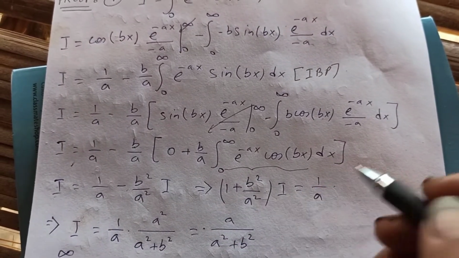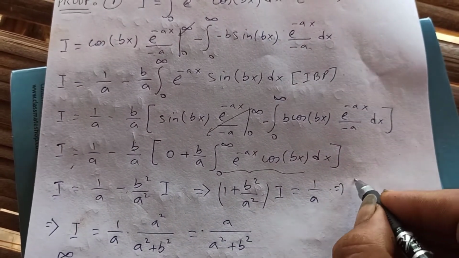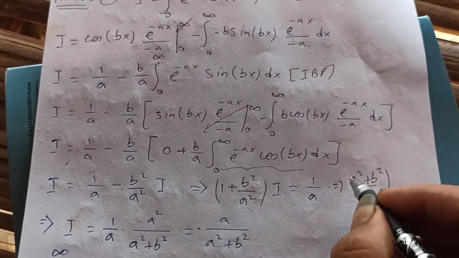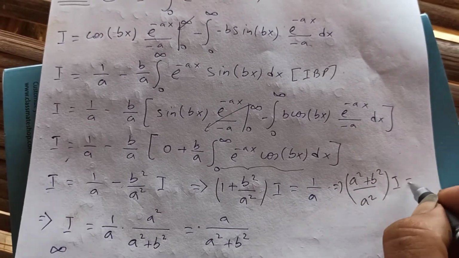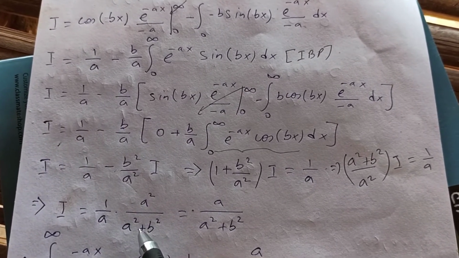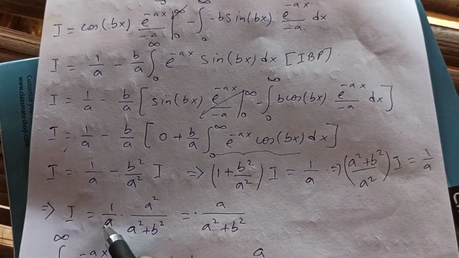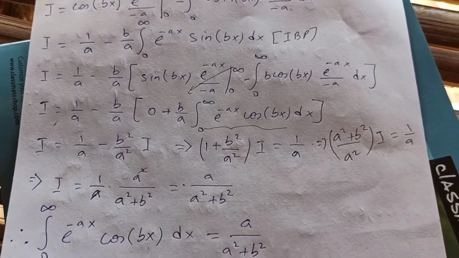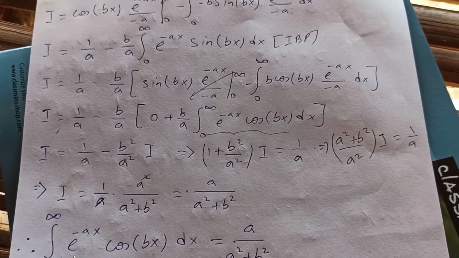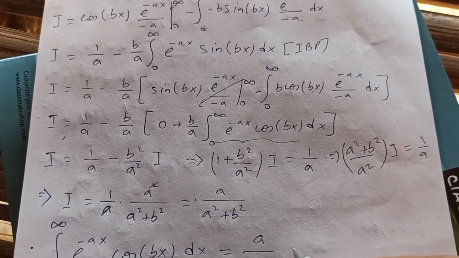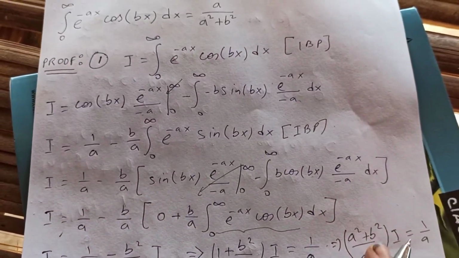If you simplify this, a square plus b square by a square times I is equal to 1 over a. So you will get I is equal to 1 over a times a square by a square plus b square. The a's cancel, then you get a upon a square plus b square. Therefore the integral from 0 to infinity of e to the negative ax cos bx dx is a upon a square plus b square. This is what we were trying to prove.